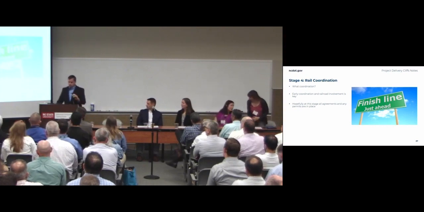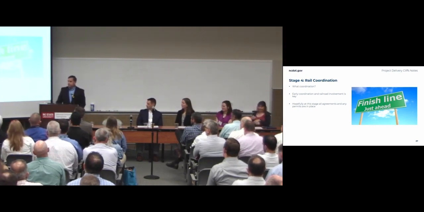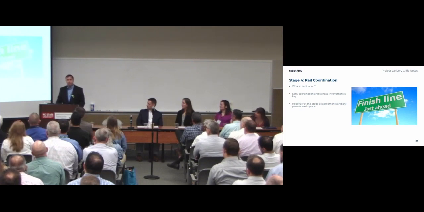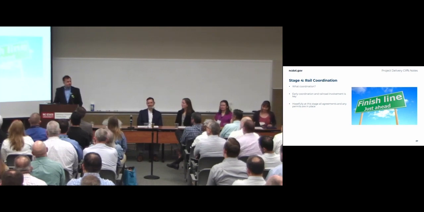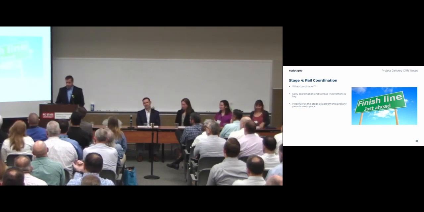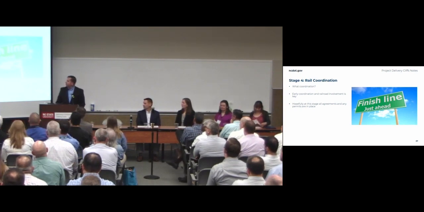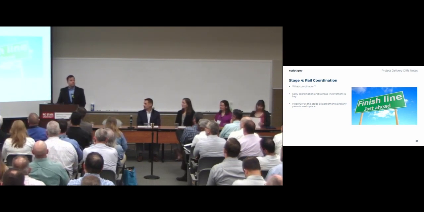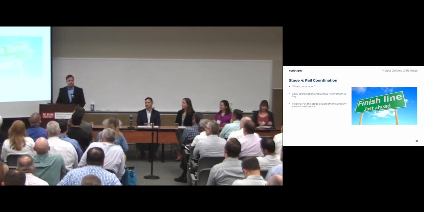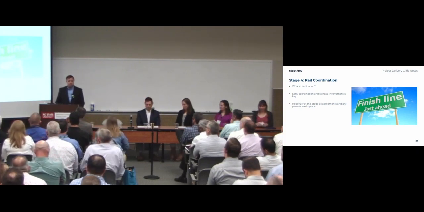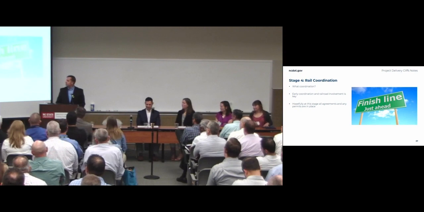Stage 4 rail coordination. I say this jokingly, but hopefully it is. What rail coordination? It's hopefully that the agreements have been signed, permits have been filed, and you do have your rail certification. So again, early coordination and railroad involvement is key. Hopefully at this stage, like I said, agreements are in place. But if there's things that do come up, and knowing the railroad, there always is, we're here to help, as always. So feel free to reach out.